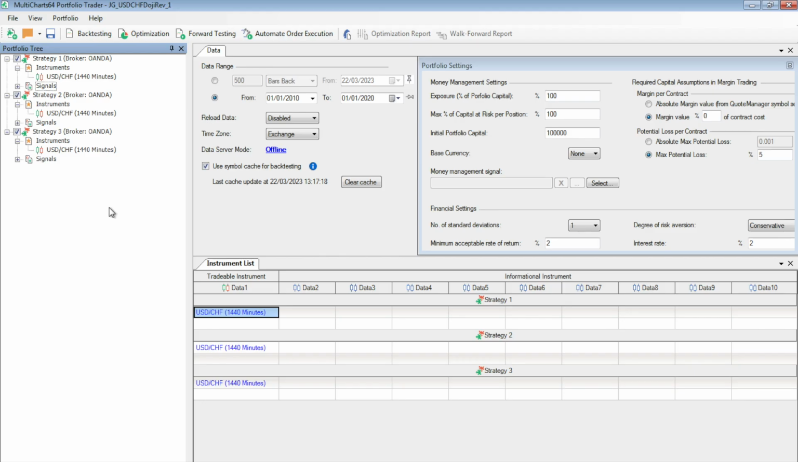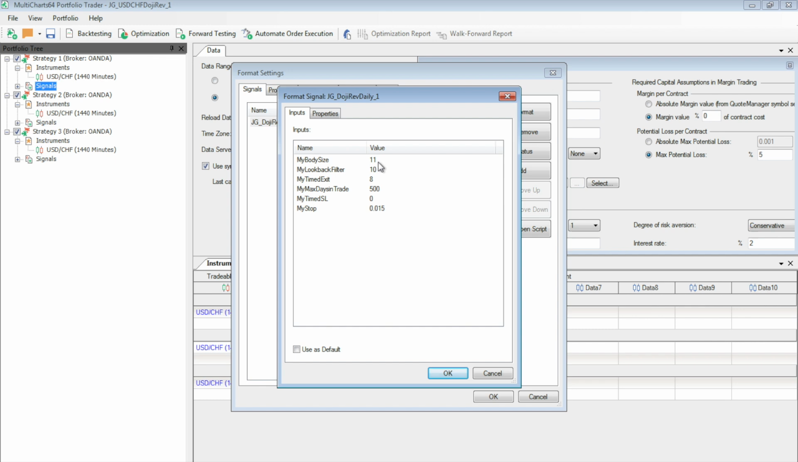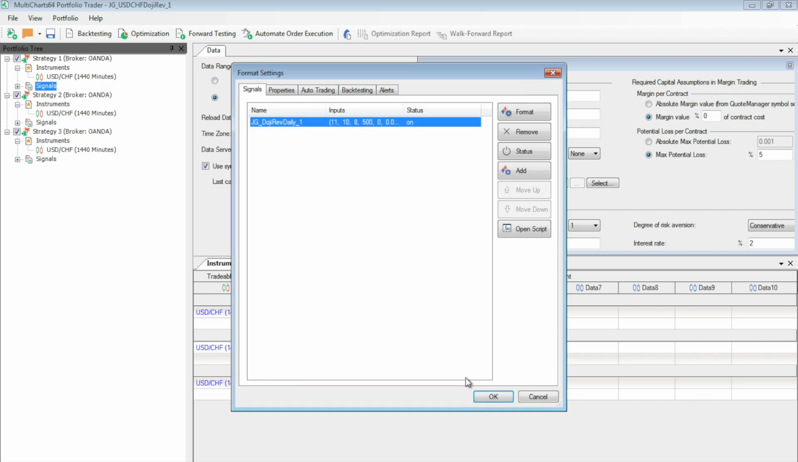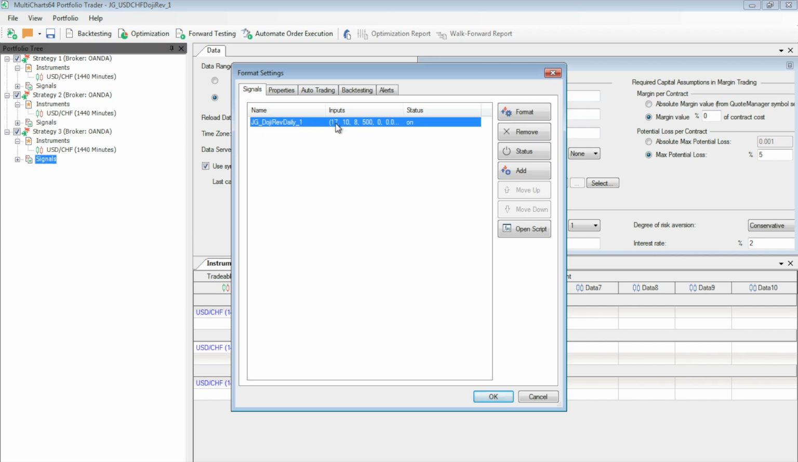Now we're looking at the MultiCharts portfolio trader, where we can combine the three slightly different strategies. And I'll just show you that we've got three different signals here, three different strategies, strategy 1, 2, and 3. So we look at the signals for strategy 1, we can see that we're using body percentage 11, all of them are going to be using the timed exit of 8 and the 150 pip stop loss. Look at number 2, we can see we're using 14% for the body percentage, and 3, we're using 17%.